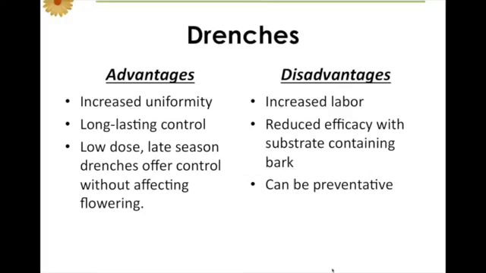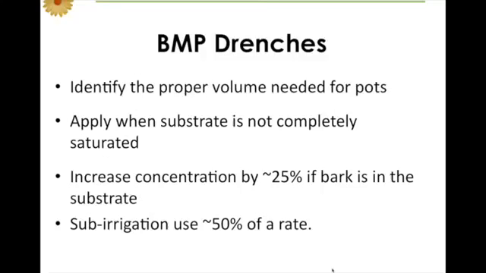But with that comes some disadvantages. The biggest one, if the chemical is not registered to go through chemigation, is the labor to apply it. It's much quicker to apply a foliar spray than a drench. And you can have some decreased efficacy if you're using a mix that's heavy in bark. Typically we say you've got to increase the rate by about 25%. And sometimes if you get too high of a rate, you prevent growth from occurring on that plant.